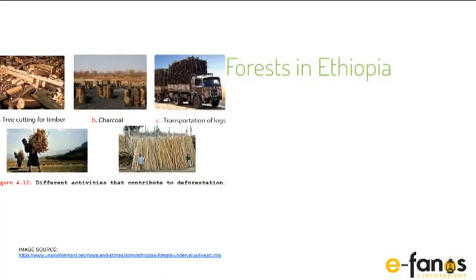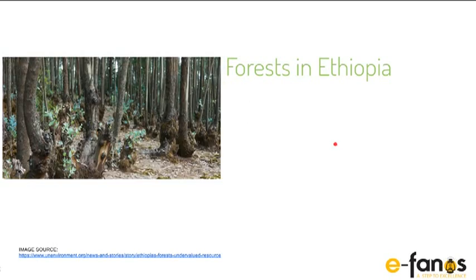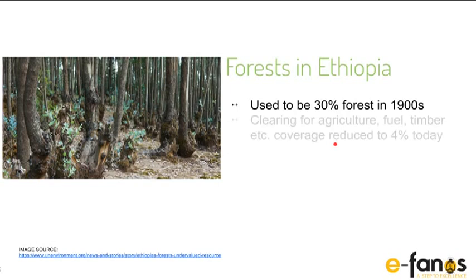Alright, let's talk about forests in Ethiopia now. So, there used to be about 30% forest in the 1900s. But what happened? Well, there was a lot of clearing for agriculture. You can see here transportation, cutting down trees for timber, and now there's only about 4% of what there used to be. Their forests were sparse and just covered so much area.